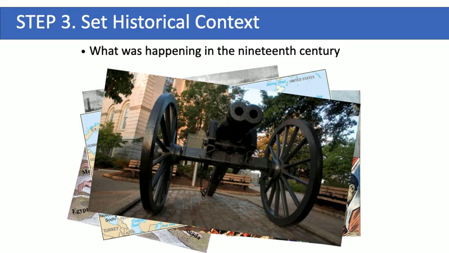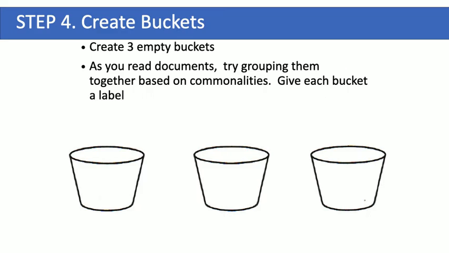Another strategy for when it comes to writing the essay is creating 3 empty buckets. And as you read the documents, try to group them together based on commonalities. This is going to make it easy for you to write, right? And then as you begin to put documents together, you can kind of label the bucket. You can give each bucket a label or a name, right?